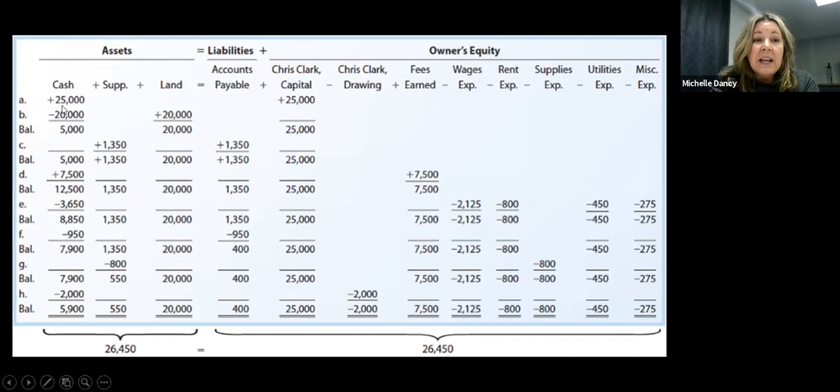So if you see, not only do we have our equation and have it balanced, 26,450 equals 26,450, but we now also have a balance for every individual account that we used. So if we go down the cash column, we see a balance of 5,900. If we go down the supplies column, we see a balance of 550. Land, 20,000. And we can just keep going all the way across. Well, now that we have recorded all of our transactions, and in this case, these have been for the month of November, we are ready to start on our financial statements.